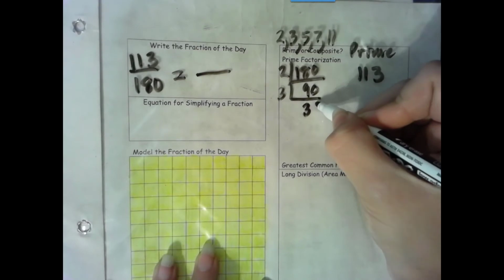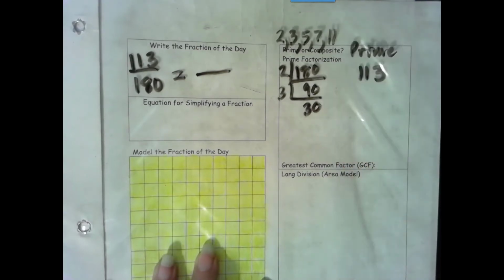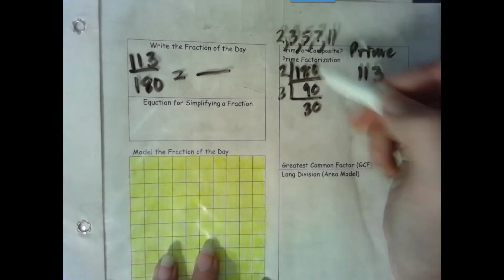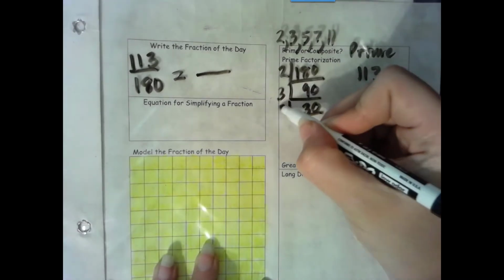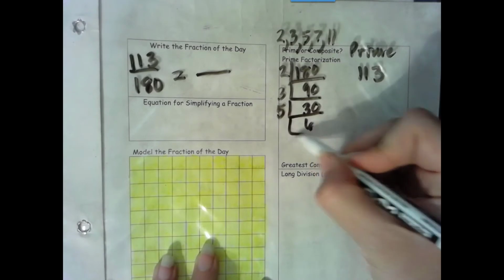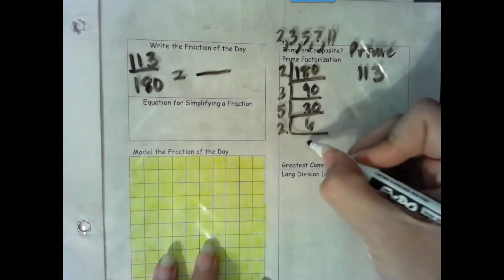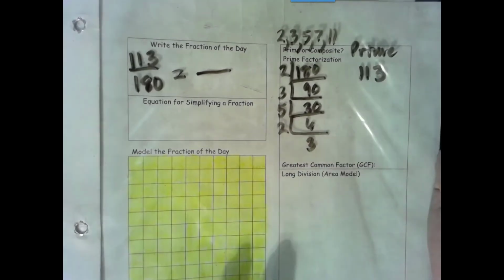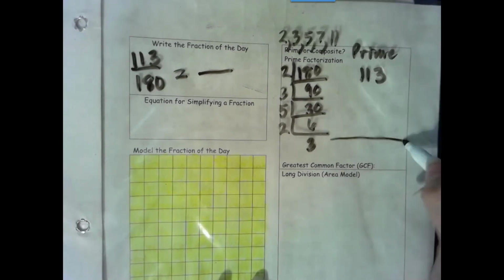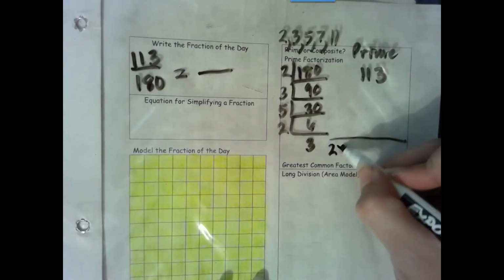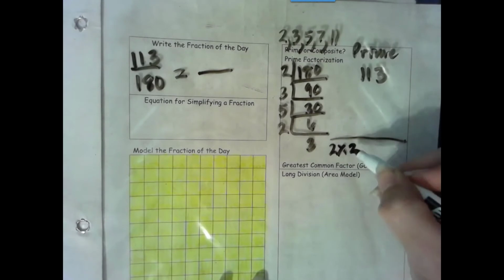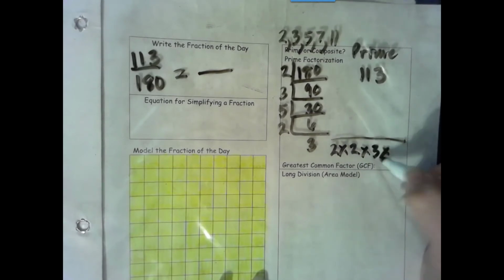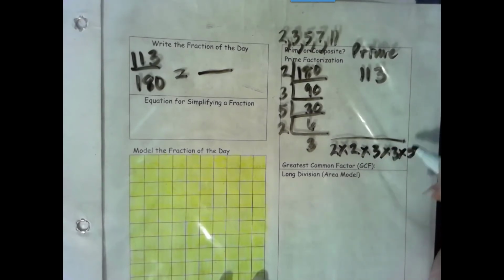I can get 30 groups of 3 add up 90. It ends in a 0, so I can divide by 5. I get 6. 6 is even. I can divide by 2. I get 3. 3 is prime, and I am done. So my prime factorization for my denominator, always from least to greatest, 2 times 2 times 3 times 3 times 5. And our numerator is 113.